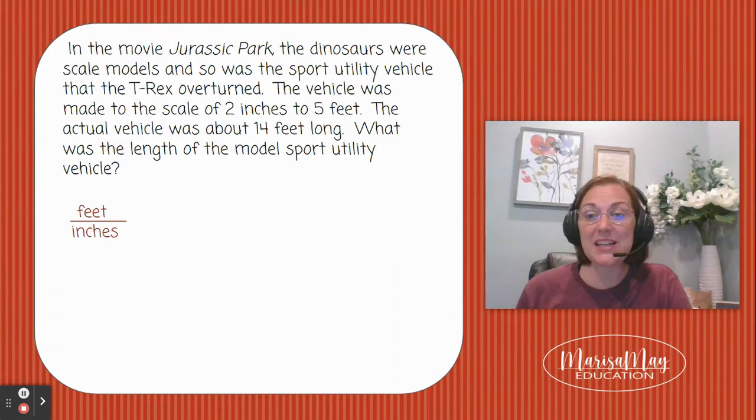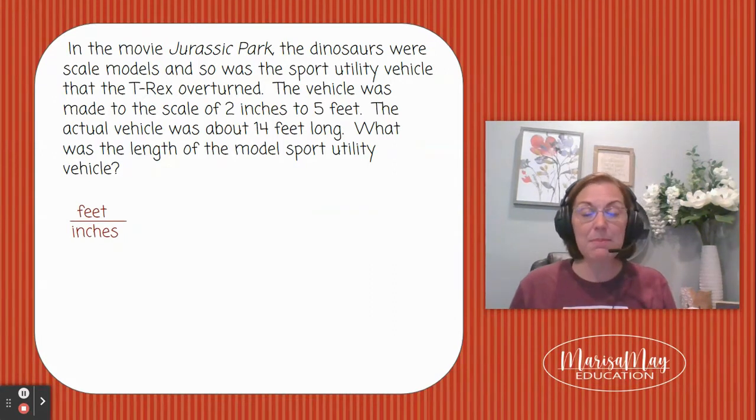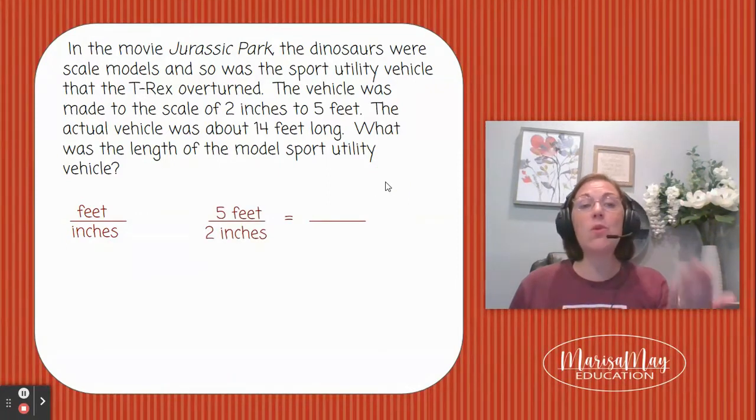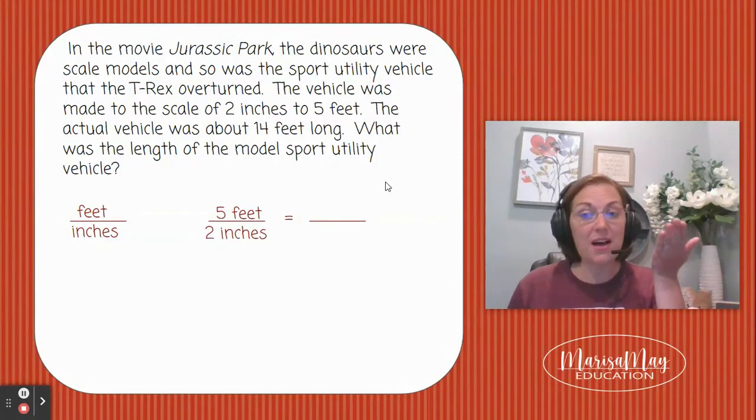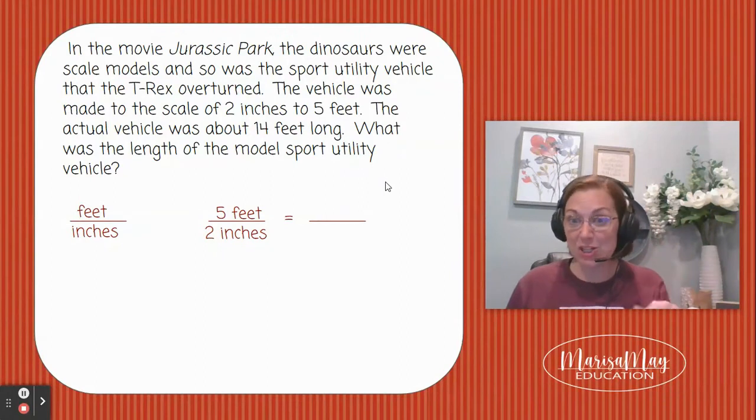So I like to begin this with words first. I'm going to set up my fractions so that the feet are on the top of the fraction and the inches are on the bottom. We can read the sentence about the vehicle was made to the scale of 2 inches, watch the units there, to 5 feet. So when we set up our two fractions, we want to set up one of them to have feet on the top, that's 5 feet, and inches on the bottom, that's 2 inches.